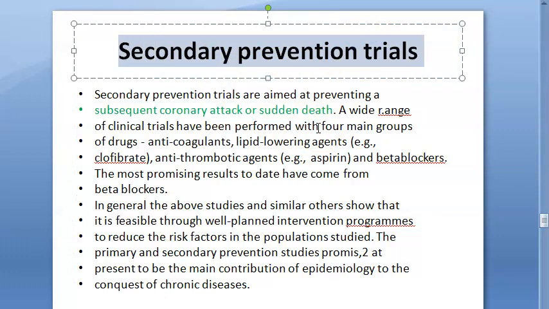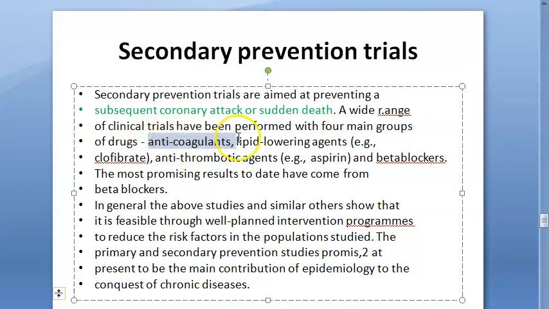So you want to early diagnose and treat, basically, right? So what will you give here? Anticoagulants, lipid lowering agents like clofibrate, anti-thrombotic agents like aspirin. So this is a blood thinner kind of a thing, right? Beta blockers. So all this you should mention. These all will protect the person from subsequent coronary attack or sudden death. Most promising is beta blocker.